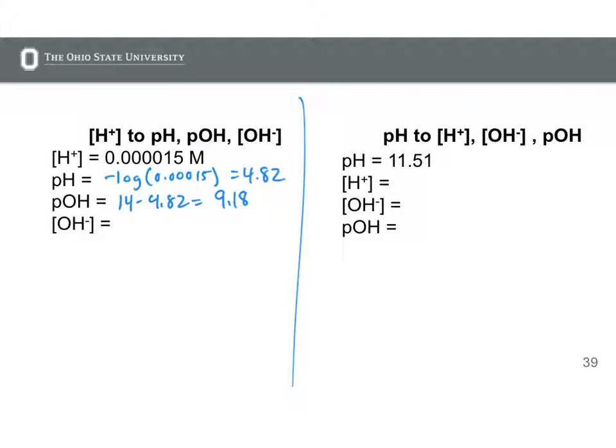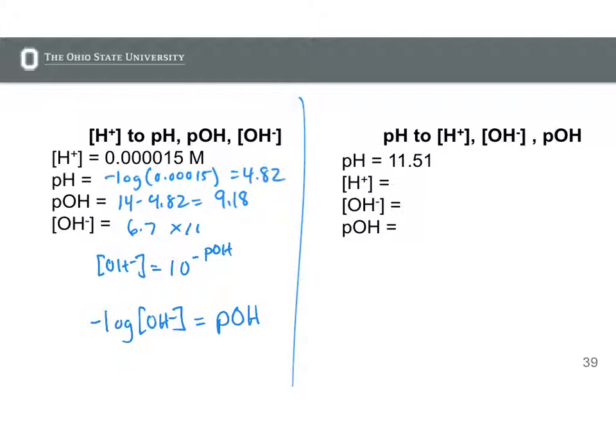And then for OH minus, because I know the pOH, what I did was the OH minus is equal to 10 to the minus pOH. And this is basically the anti-log. So if minus the log of OH minus equals my pOH, if I do 10 to the power of that, I'll get this answer. So I ended up with 6.7 times 10 to the minus 10 molar.